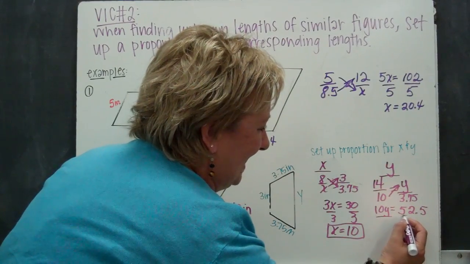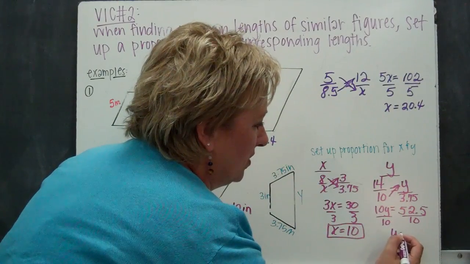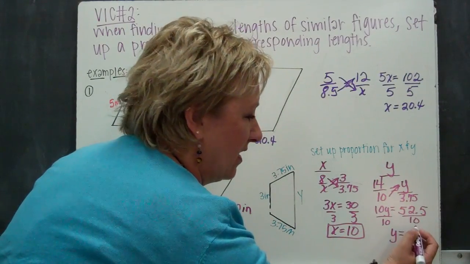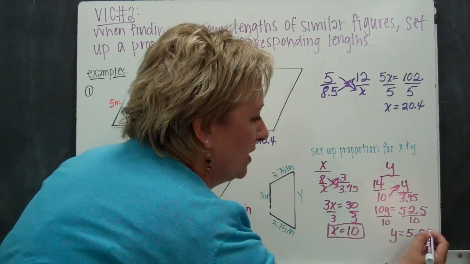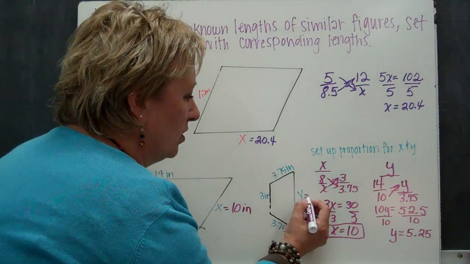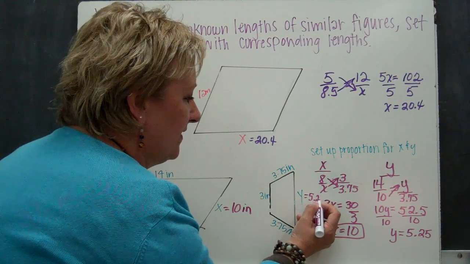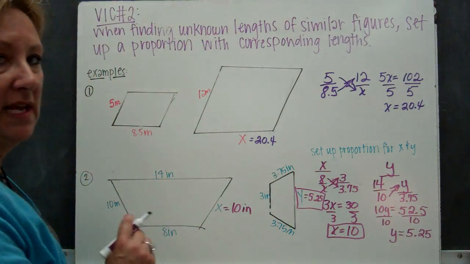And when I divide each by 10, all I have to do here is move my decimal one place over to the left. So y should equal 5.25. So when I'm looking at this, y will equal 5.25 because they've already told me they are similar, and that's what they're going to equal.